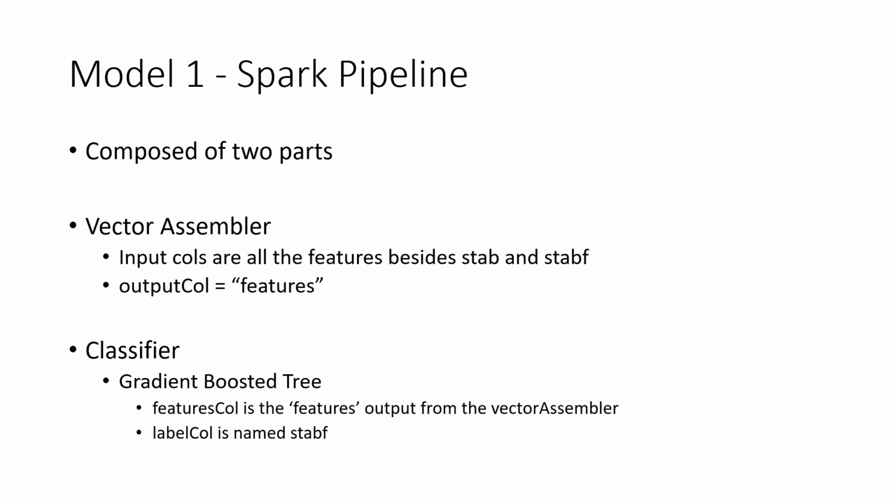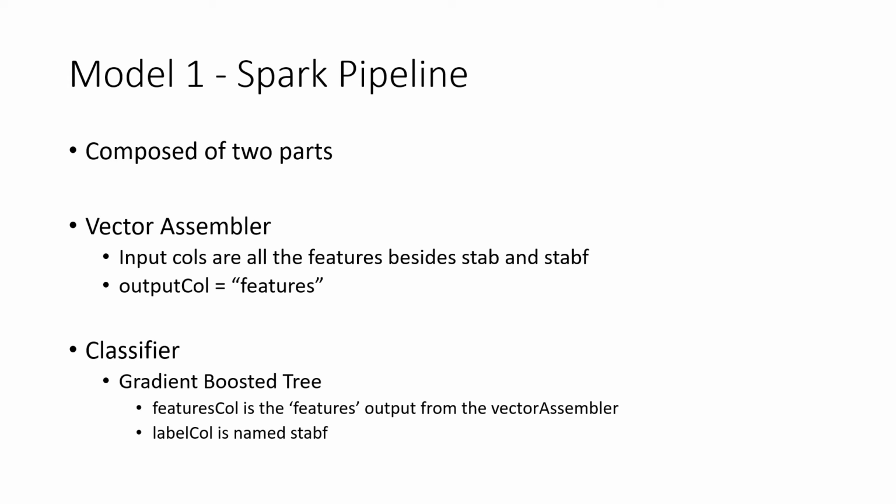Model 1, the Spark pipeline, was composed of two parts. The vector assembler took in all of my input features, which in this case were everything besides the stability characteristic column and the categorical column. It was then set equal to features. The second part was the classifier, which was the gradient boosted tree.